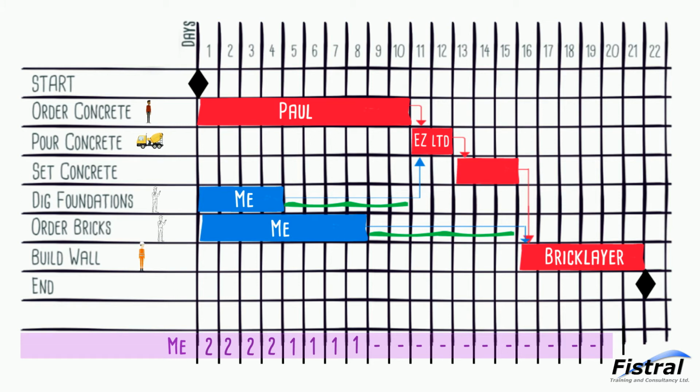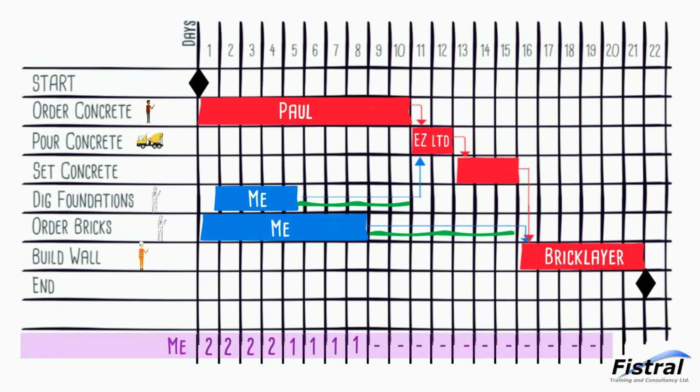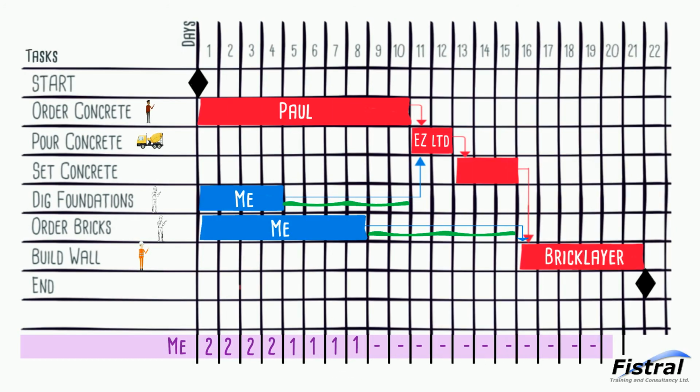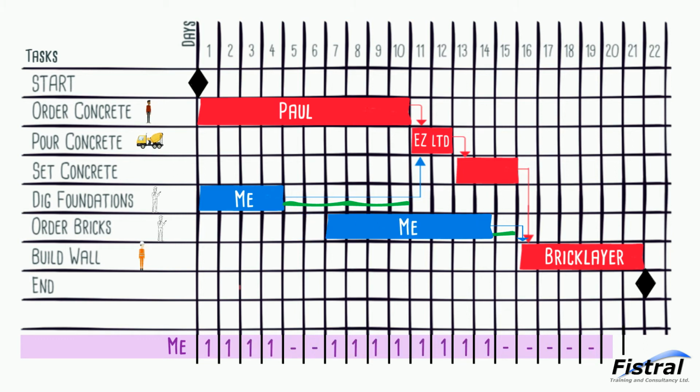This is called leveling. For example, I know that I have a lot of slack after dig foundations, so I could try moving that task to as late as possible. But I still have resourcing conflicts doing this. So I'll leave that where it is, and instead I'll move up ordering bricks. I've managed to level out my resource. We do this over an entire project to try and even out our workload.